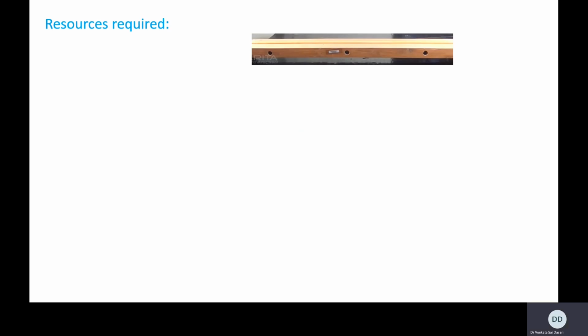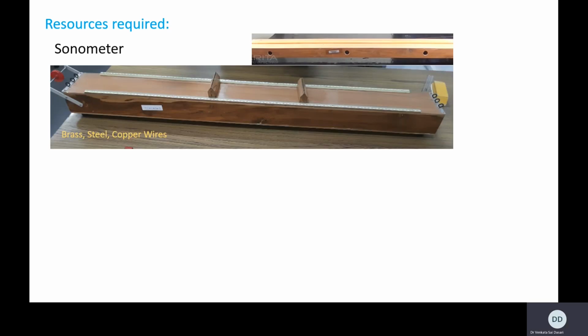Resources required. Sonometer. A sonometer is a hollow wooden rectangular box. To this box, we attach a string at one end. The string passes over the two movable bridges. A string passes over the two bridges and over a pulley, and a weight hanger is attached at the other end.